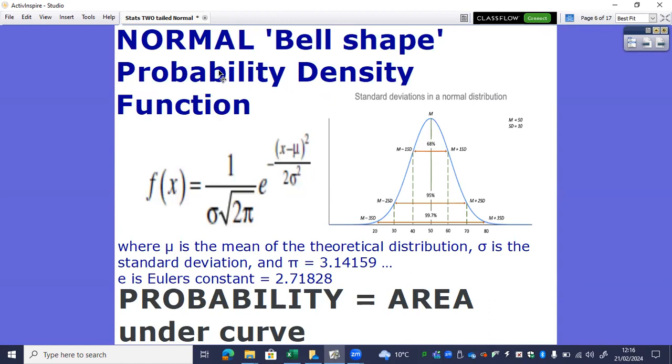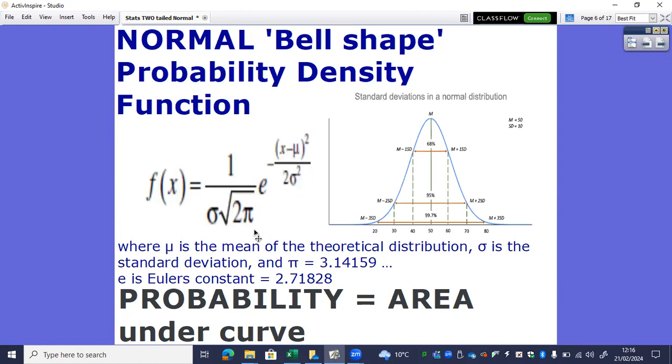The normal bell-shaped probability density function, this curve, is defined by this complicated equation here. What's interesting, Euler's number comes up here again, e, which is 2.7182, which is a number that defines our reality. It's a natural process, so Euler's constant is in here again. We've also got pi in here. x is the data point. You subtract the mean, and then sigma here is the standard deviation.